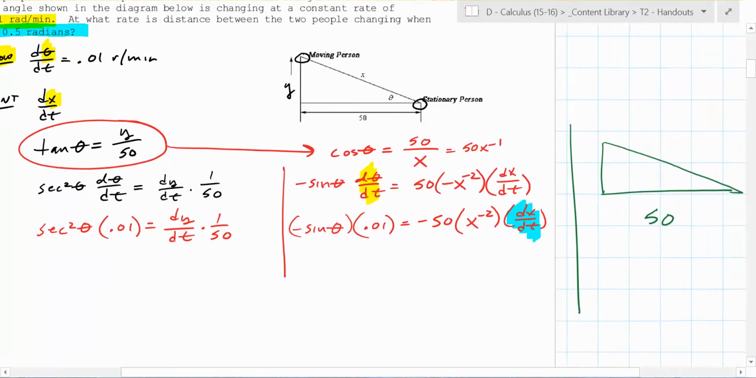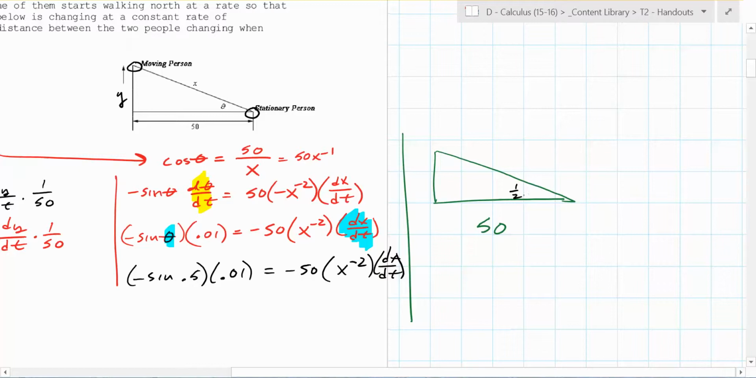Oh, do we already have theta? We do have theta. Nice. So we have negative sine of 0.5 radians times 0.01 is equal to negative 50 times x to the negative 2 dx dt. So we just really need to find x when this is 1/2 radians, right?